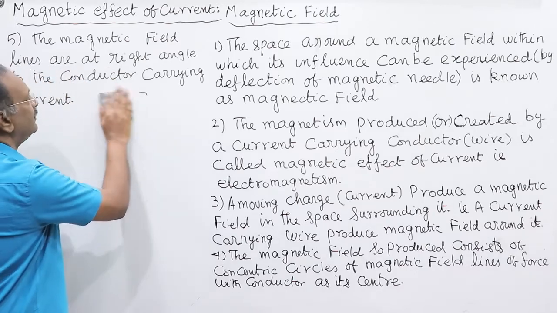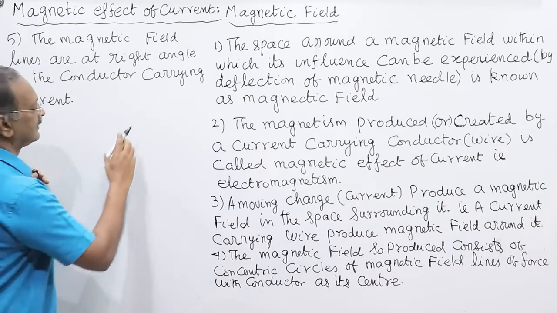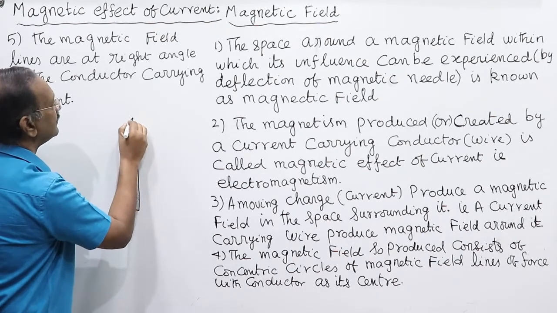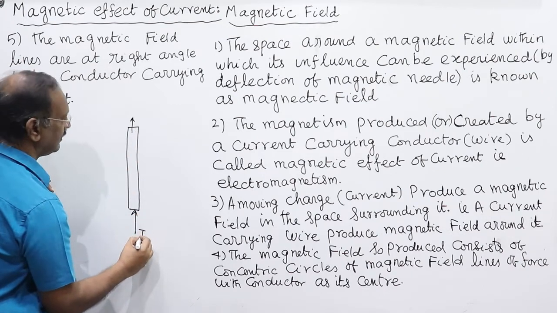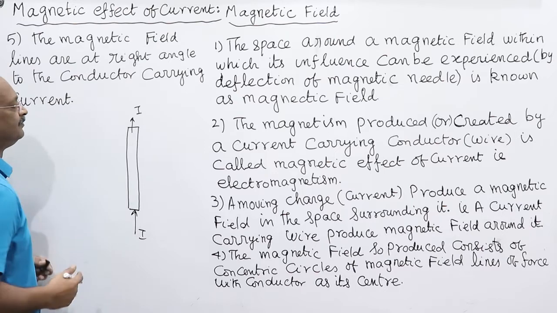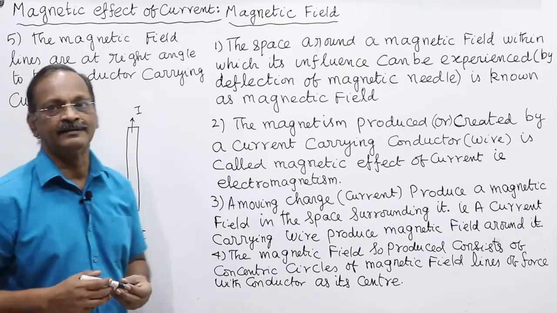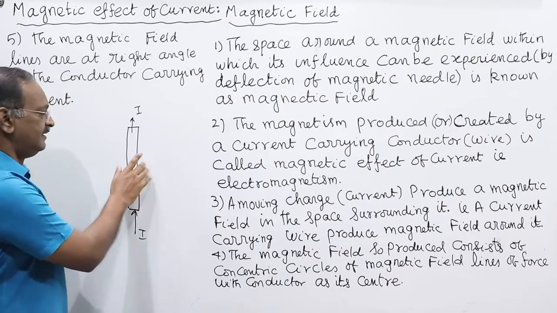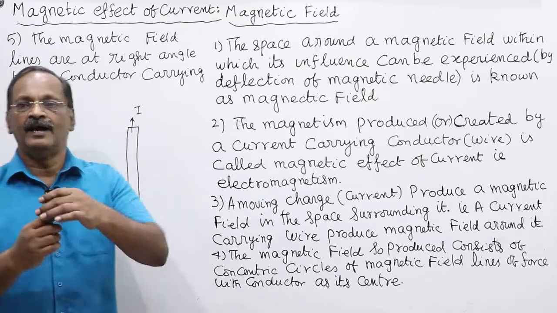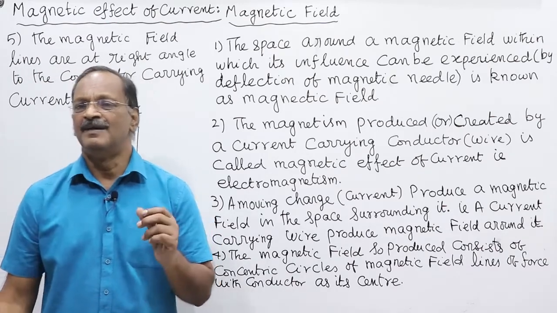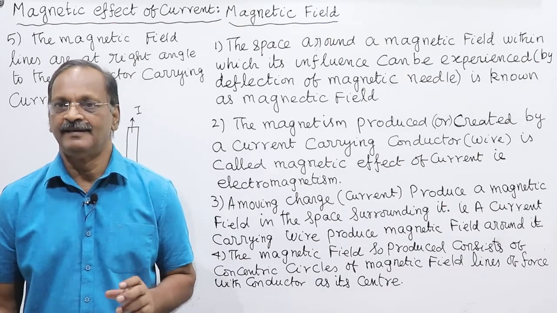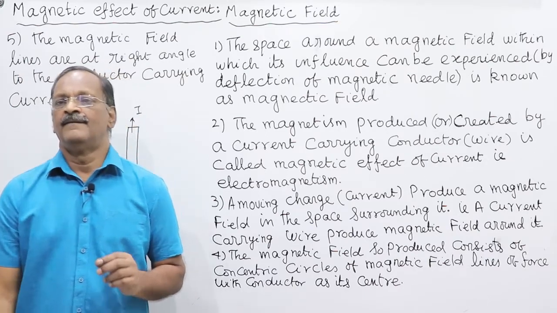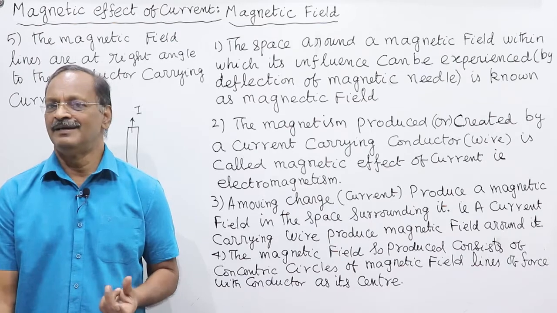Now this is a current carrying conductor, in which current is flowing from down to up. Whenever a current is flowing in a conductor, it will produce a magnetic field around it, with the conductor as its center, and it will produce a magnet around it. Magnet means it will have a certain quality, that is the space. What is magnetic field? The space around a magnet within which its influence can be experienced.